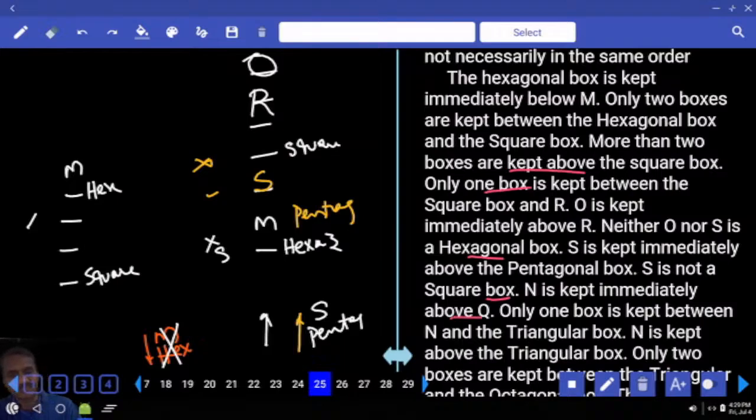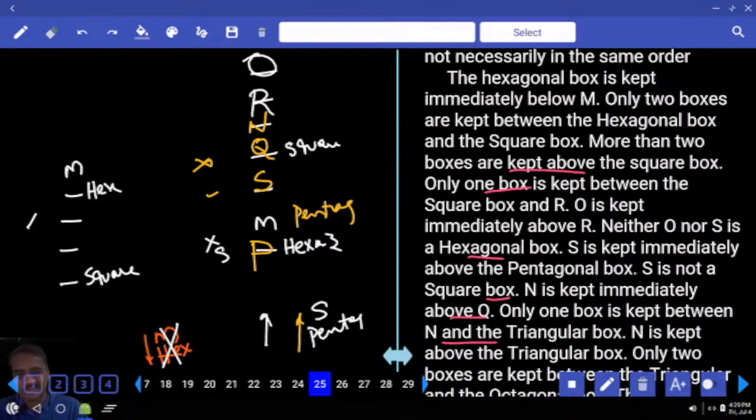N is kept immediately above Q. Now this is N, which is immediately above Q. Then what else is left over? Only one more box. What is that one? P is the box that is left over. Done? Boxes were done. Only one between N and triangular.